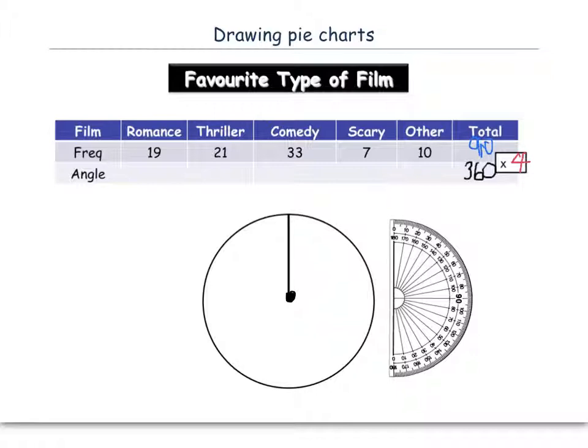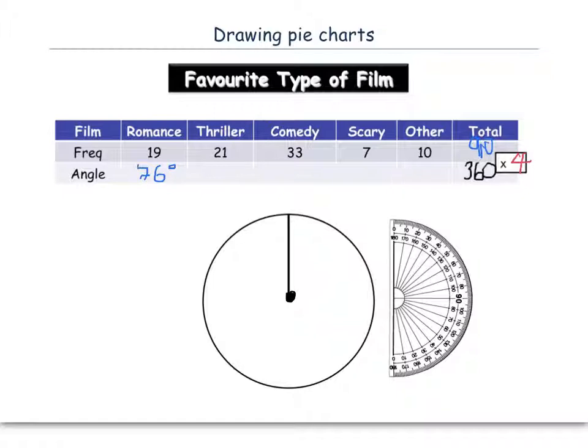So, what do we do to find out the number of degrees for each section? Well, we take our 19 people who like romance the best, times it by 4, because each person's worth 4 degrees, and we'll find out the degrees for that section. So 19 times 4 is equal to 76. So romance is going to be a section of 76 degrees.